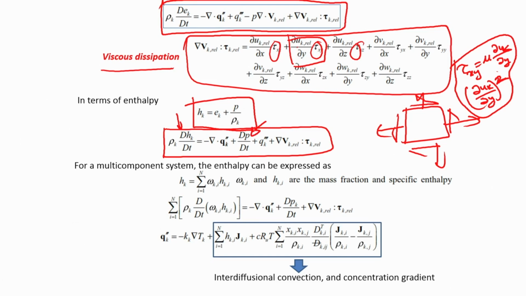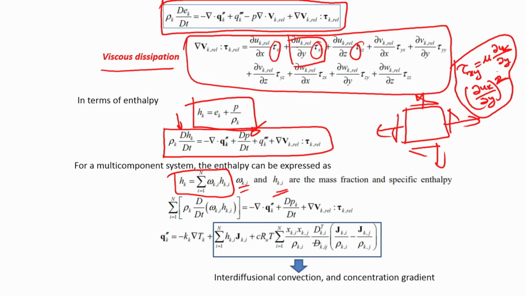Now, for a multi-component system like the one that we did in the last lecture, you can cast the same enthalpy in terms of the mass fractions and the individual specific enthalpies of each of the components. So, it is basically like a sum total.